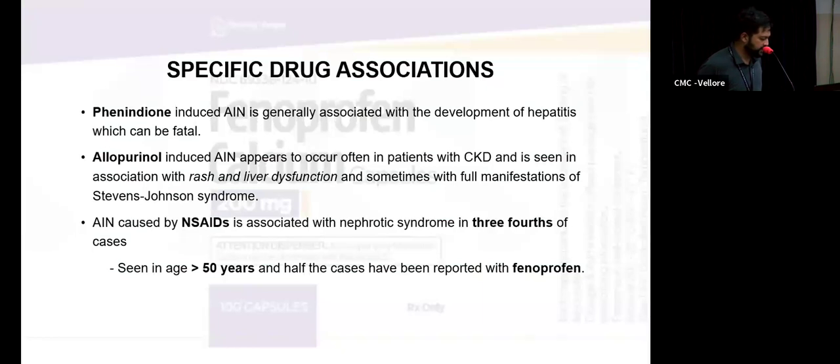An AIN caused by NSAIDs is usually associated with nephrotic syndrome in about 3/4 of patients. So it's usually seen in age more than 50 years, and half the cases have been reported with fenoprofen.